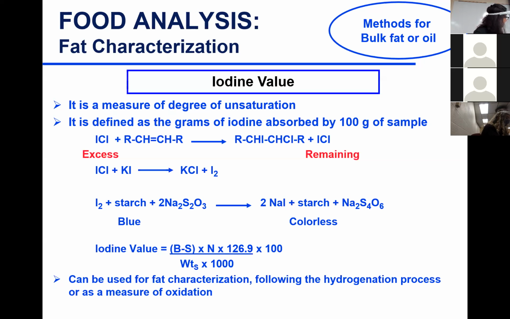Okay, so it can be used for fat characterization. When we determine the iodine value, you also have a table in your chapter 23 that gives you the iodine value of different types of oil. So we can determine the authenticity of the oil. It's a method that is used post-hydrogenation to determine the significance of hydrogenation.